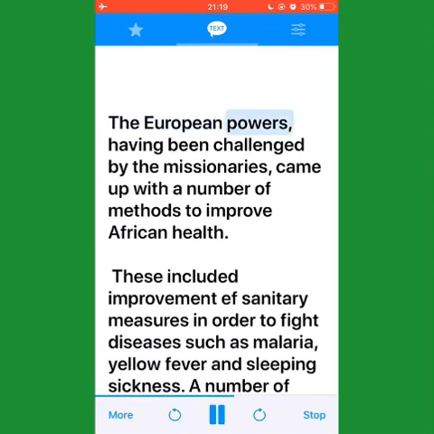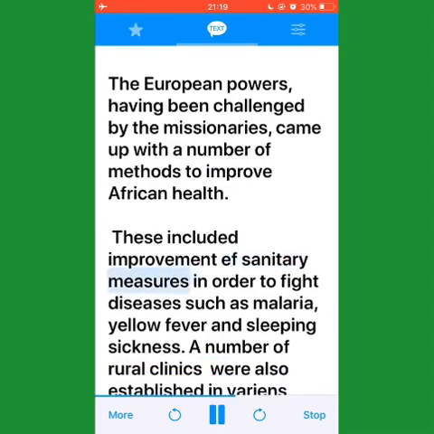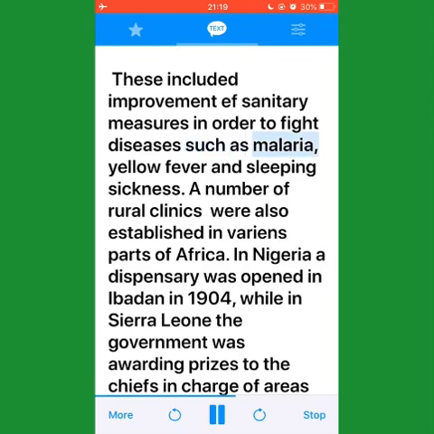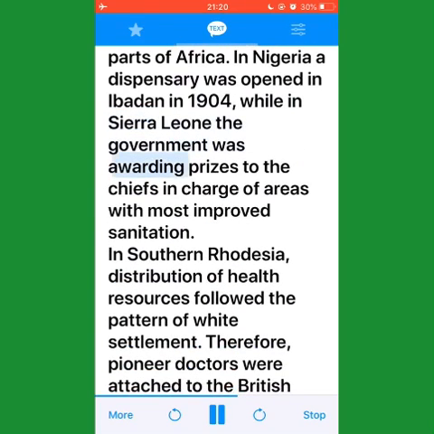The European powers, having been challenged by the missionaries, came up with a number of methods to improve African health. These included improvement of sanitary measures in order to fight diseases such as malaria, yellow fever and sleeping sickness. A number of rural clinics were also established in various parts of Africa. In Nigeria, a dispensary was opened in Ibadan in 1904, while in Sierra Leone the government was awarding prizes to the chiefs in charge of areas with most improved sanitation.